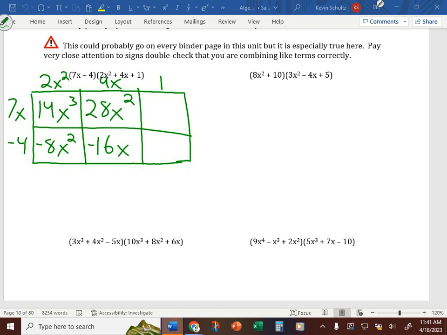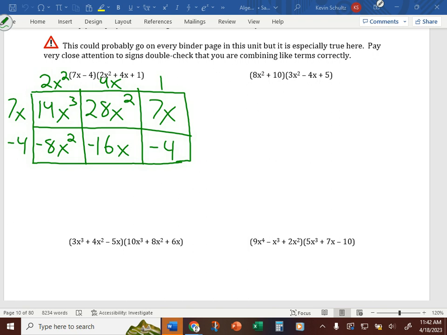7x times 1 is 7x. And -4 times 1 is our constant, -4. Okay? So very similar to what you've been doing in PO47 and PO48, combining these terms by multiplying. Now, just like with the box method in PO48, what can we combine?